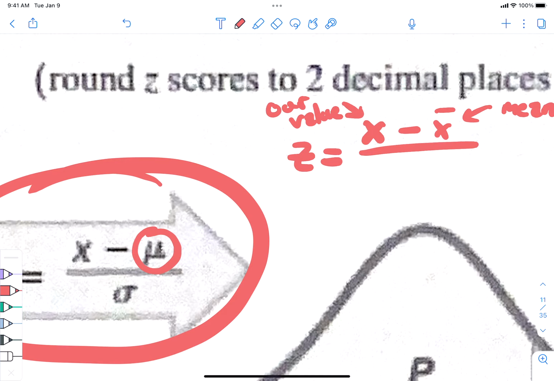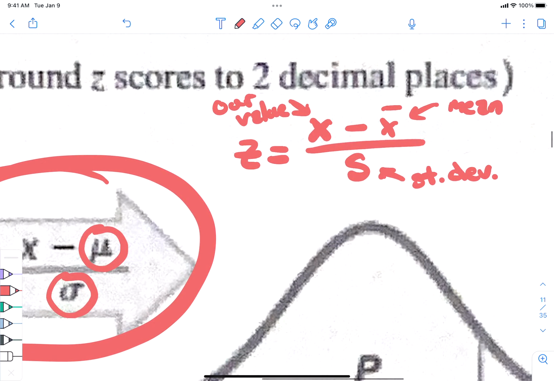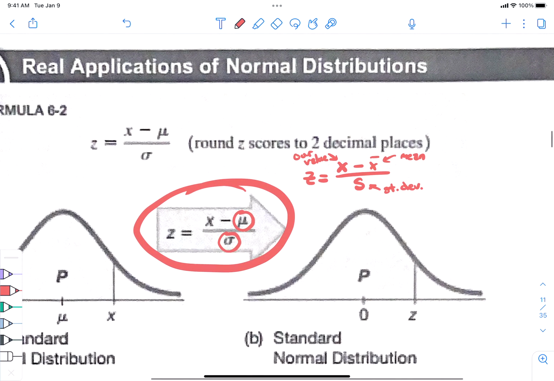And then divided by sigma. We're going to call it S for standard deviation, but sigma means the same thing as standard deviation, okay? So our value minus the mean divided by the standard deviation, that's how you find the z-score. That should be memorized. That's not terribly hard, right? Get that stuck in your brain. We're going to use that a lot in this section. We've already used it in a couple of the problems in 6.1, but we're going to use it a lot today.